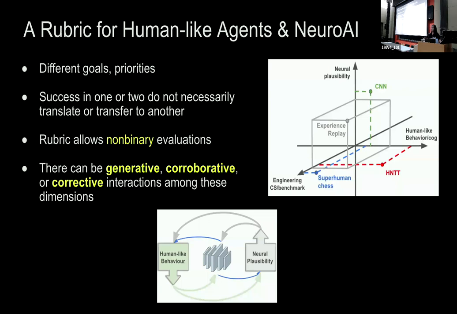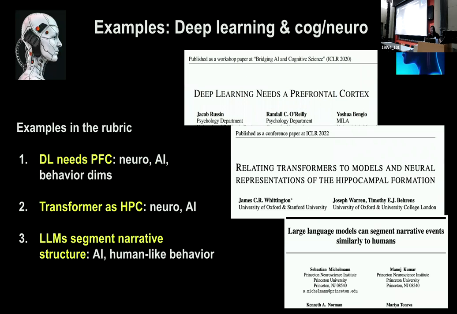There can be generative, corroborative, and corrective interactions among these dimensions, and that's extremely important. I think that this is very understated. Once you understand the contribution a project has, then it's easier to understand how the methods across these different approaches can be used or borrowed in order to solve another issue. There are some beautiful examples recently, that I find, of people like Yoshua Bengio and Randy O'Reilly, who in 2020 at the ICLR conference wrote "Deep Learning Needs a Prefrontal Cortex," which partly inspired the talk title that I just showed.